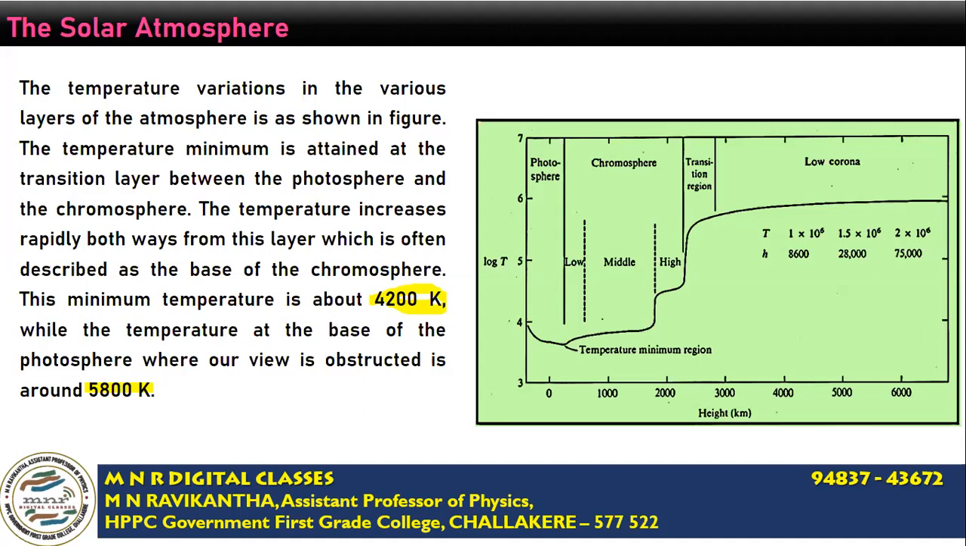From this, it is clear that the solar atmosphere does not have a uniform distribution of temperature, but rather a random distribution of temperature in different layers of the solar atmosphere.